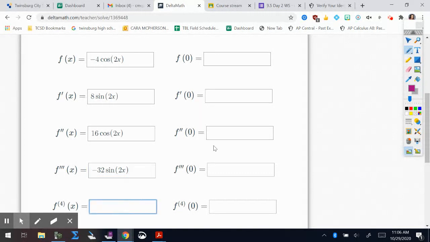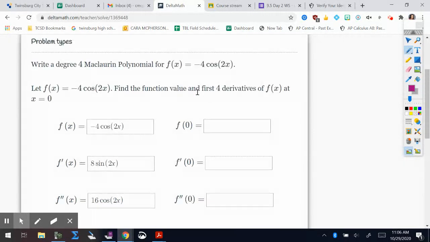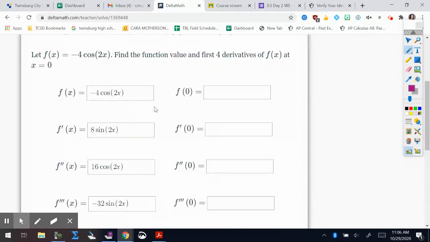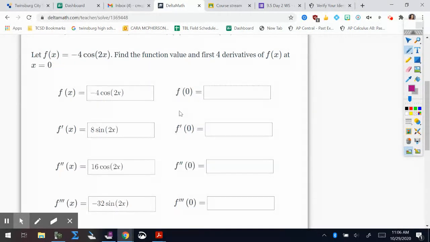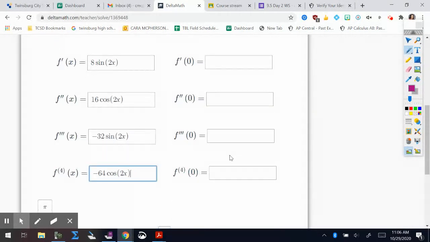And then when I derive it one more time, derivative of sine is cosine. It's going to stay negative. I'm going to multiply by the 2, so I get -64 cosine 2x. So it's going to ask you to fill in as many derivatives as whatever they're asking you to do. If we're doing a 4th degree, we know we need to get to 4 derivatives. So I have my original function and my 4 derivatives.